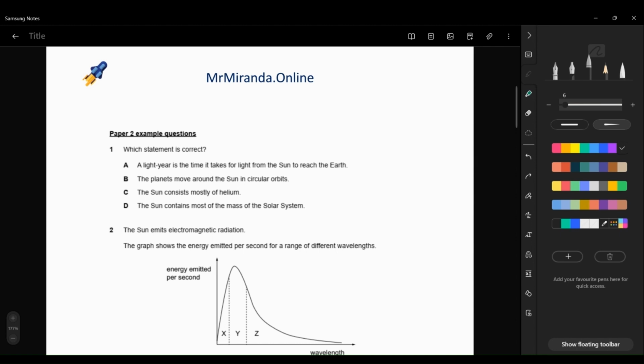C. The sun consists mostly of helium. The sun has helium, but most of it is hydrogen. So the correct answer is going to be D. Let's just check. The sun contains most of the mass of the solar system. That is true. The sun has around 99% of the mass of the solar system. All the other planets, moons, asteroids, comets, they account for less than 1% of the mass of the solar system. So the correct answer for this one is D.